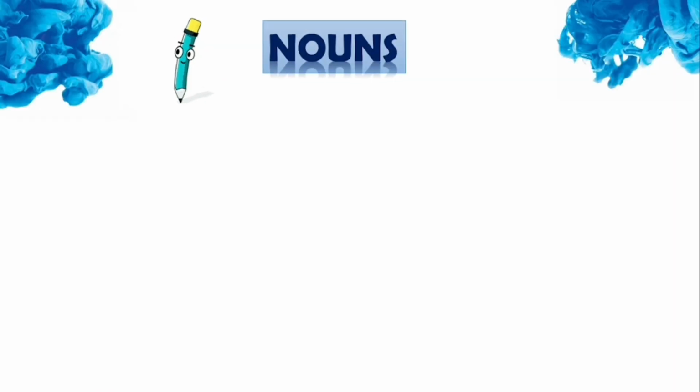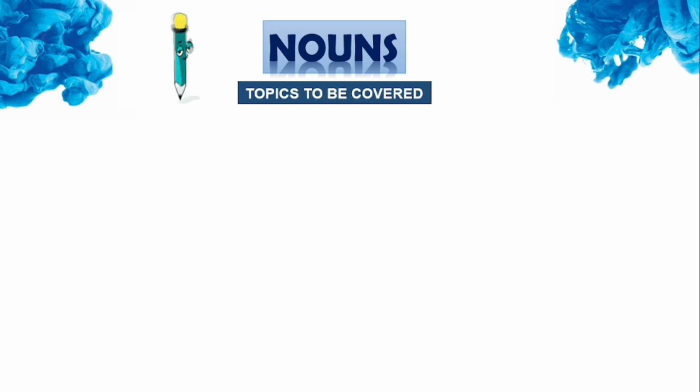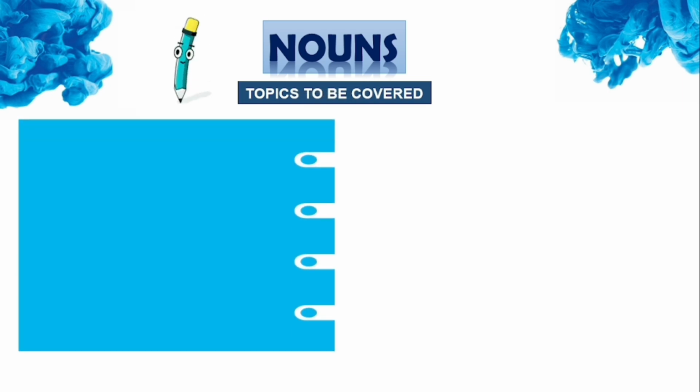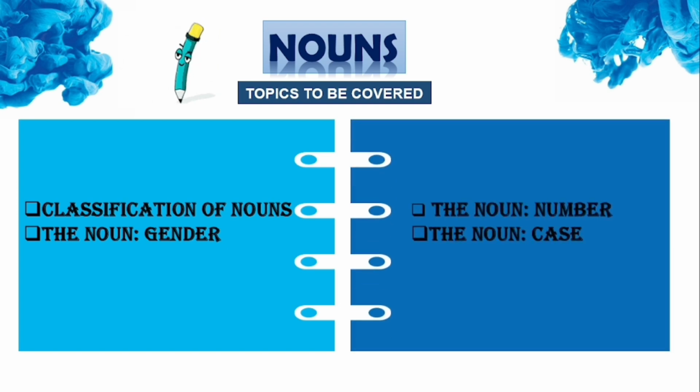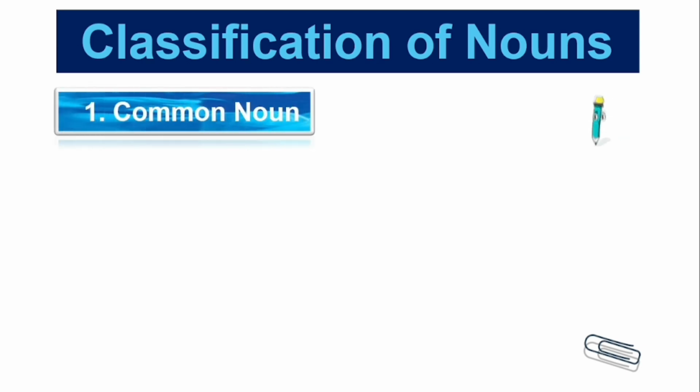Now let's move ahead and let me show you a glimpse of the subtopics we are going to cover under nouns. Firstly the classification of nouns, then we will discuss the noun gender, then the noun number, and at last the noun case. But let me make it crystal clear that in this video I'm just going to discuss the classification of nouns. In the upcoming videos I will cover the second, third and fourth parts, which are gender, number and case. So let's see classification of nouns.